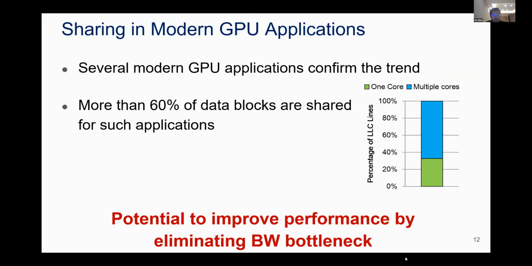And we also found that some modern GPU applications have a very high level of data sharing. For example, as shown in the right part of the slide, more than 60% of the LLC lines or data blocks are shared by different SMs in these applications. This gives us the opportunity to improve the performance by eliminating the bandwidth bottleneck.